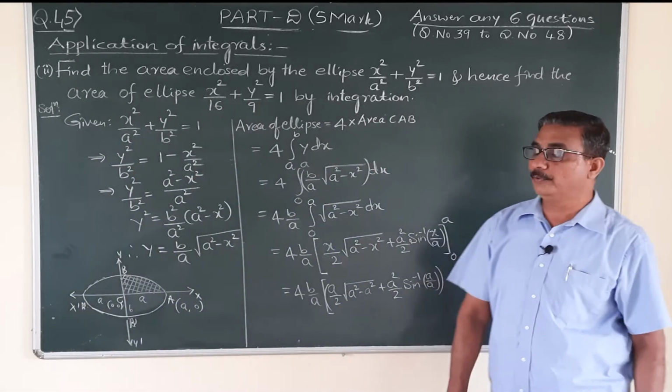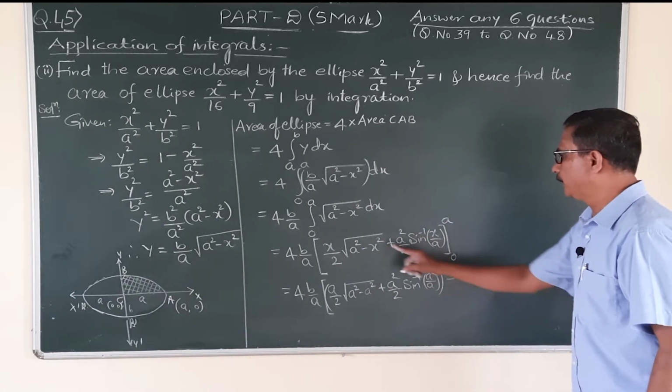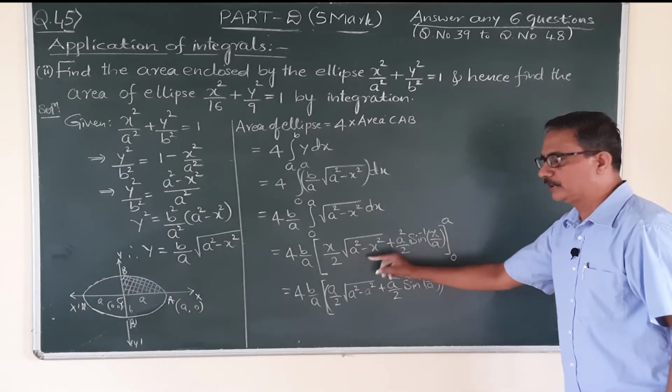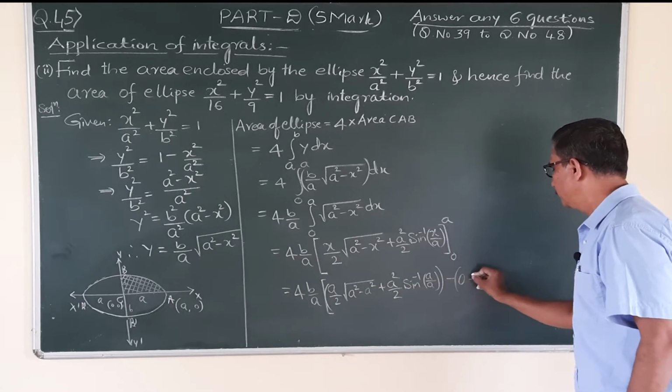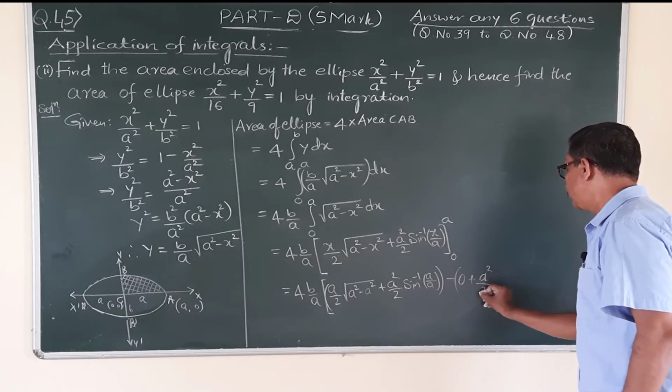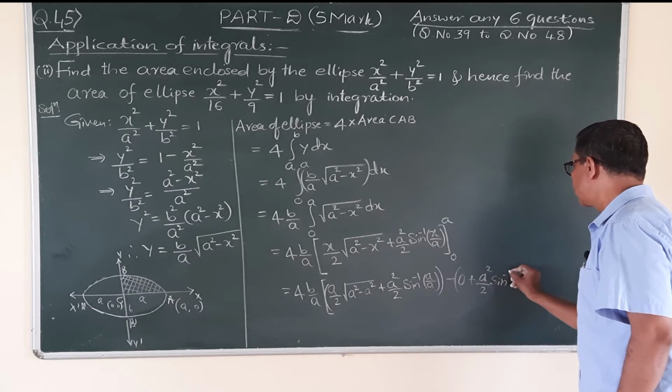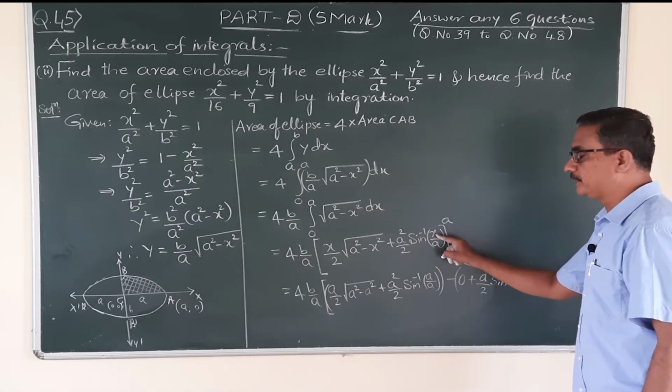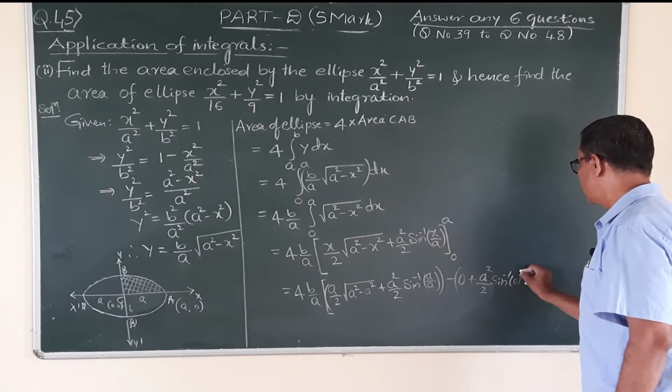Minus lower limit. Put x equal to 0. 0 by 2 is 0. 0 into any number is 0. Right? Plus a square by 2 sin inverse of x equal to lower limit 0. 0 by a is 0.